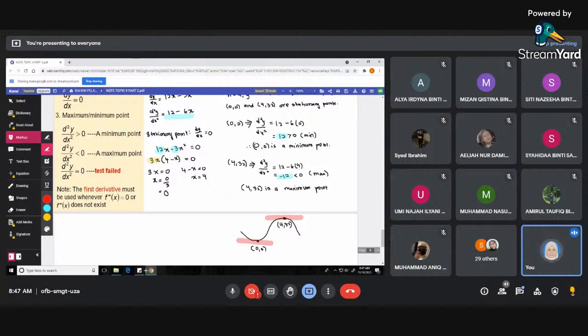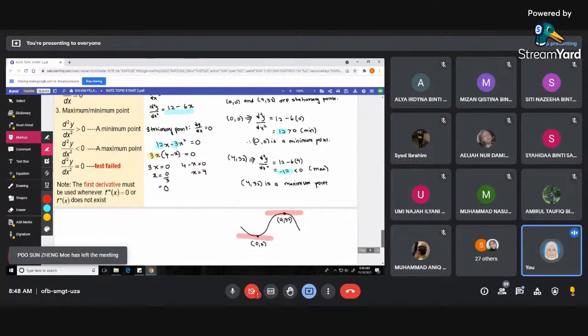Kenapa dipanggil titik minimum? Sebab second derivative dia lebih besar daripada 0. 432 is a maximum because second derivative awak is less than 0. Ini adalah bentuk graf dia ya. Boleh ke di situ kelas? Awak faham? Boleh, madam. Okay. So itu saja yang kita belajar hari ni.